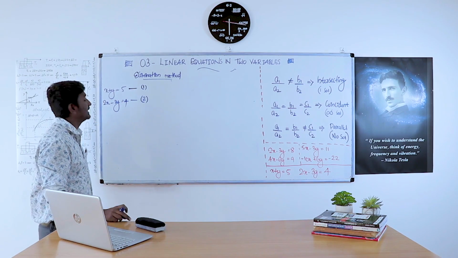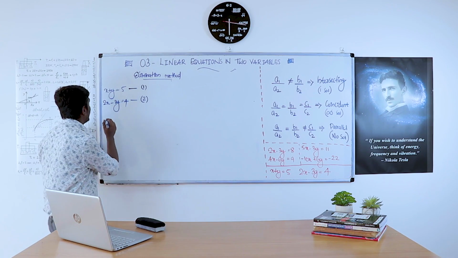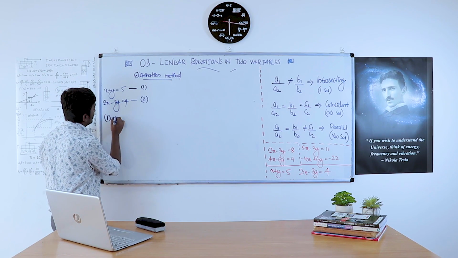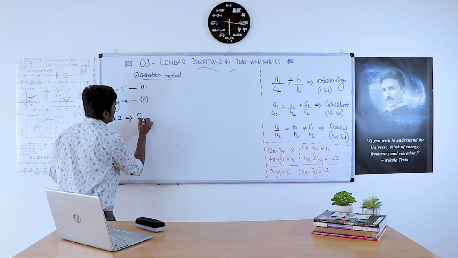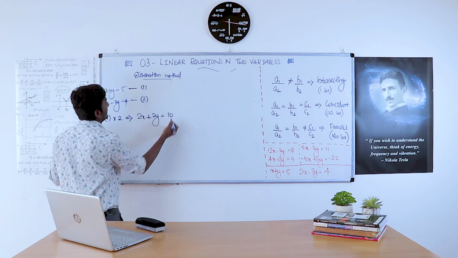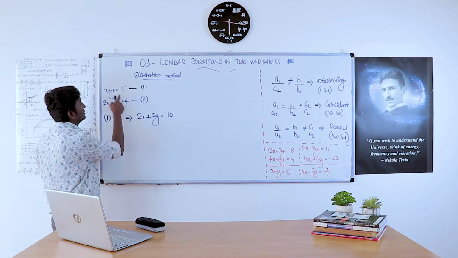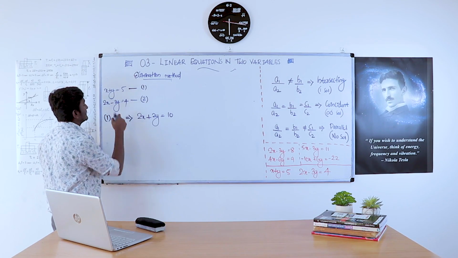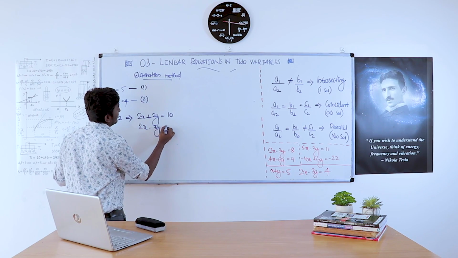So I am going to make any one coefficient same. I am going to multiply equation number 1 with 2. What we got? 2x plus 2y is equal to 10, whole multiplied by 2: 2 into x, 2x, 2 into y, 2y, 5 into 2, 10. The second equation remains the same, 2x minus 3y equal to 4.